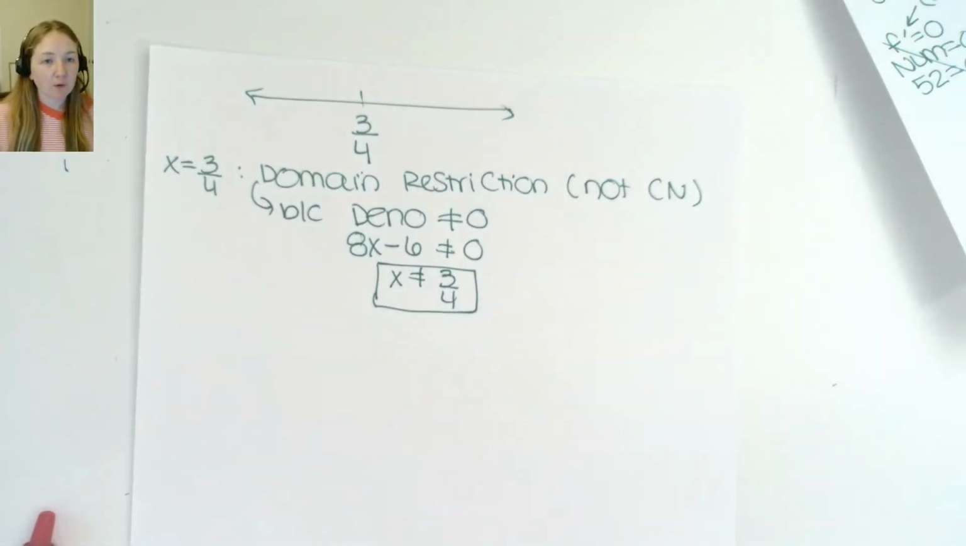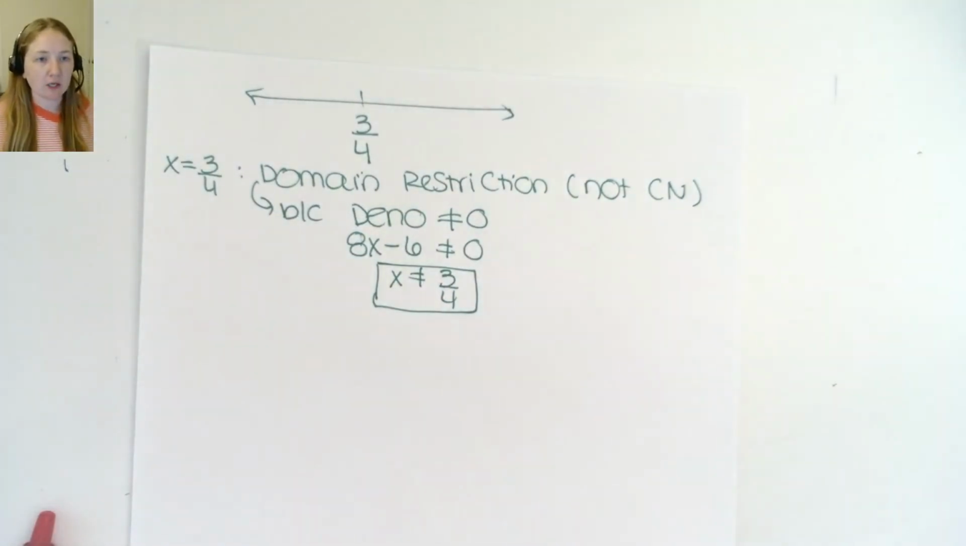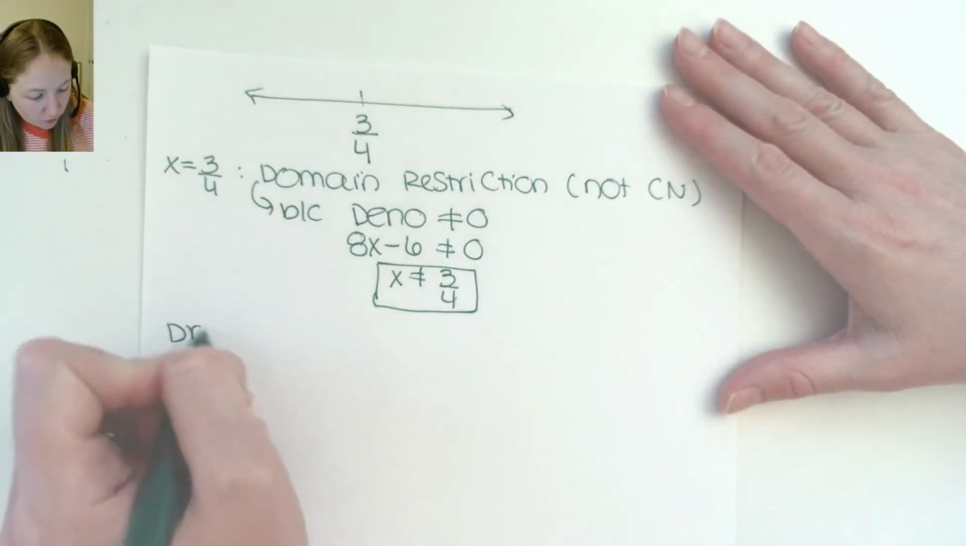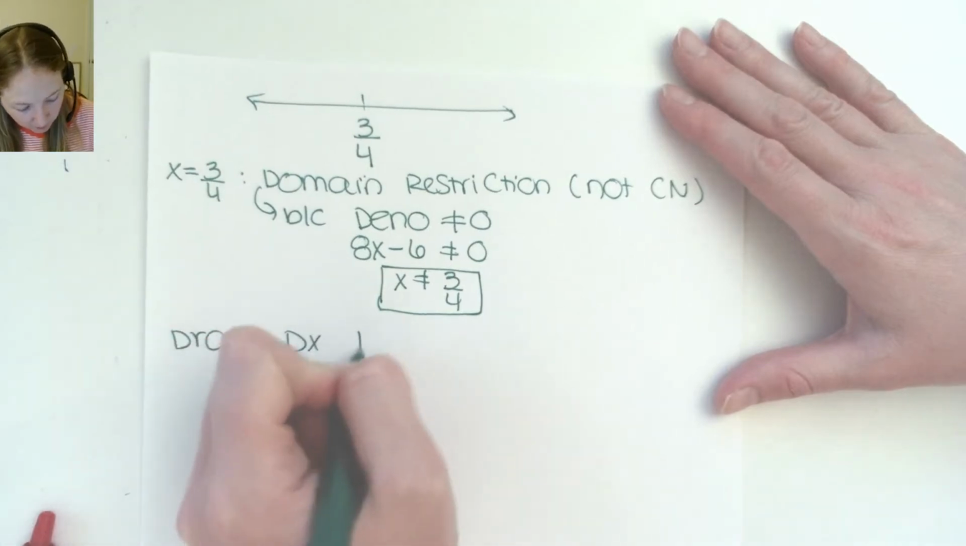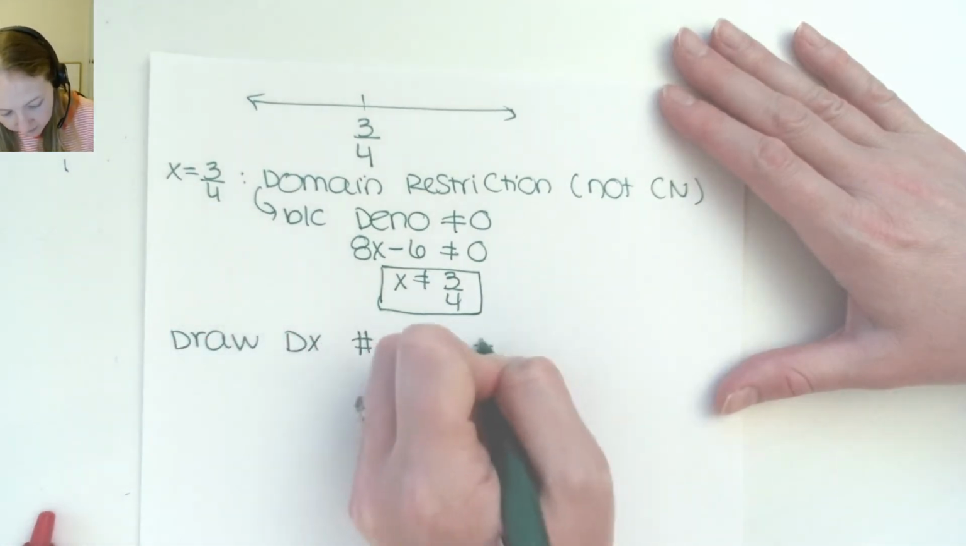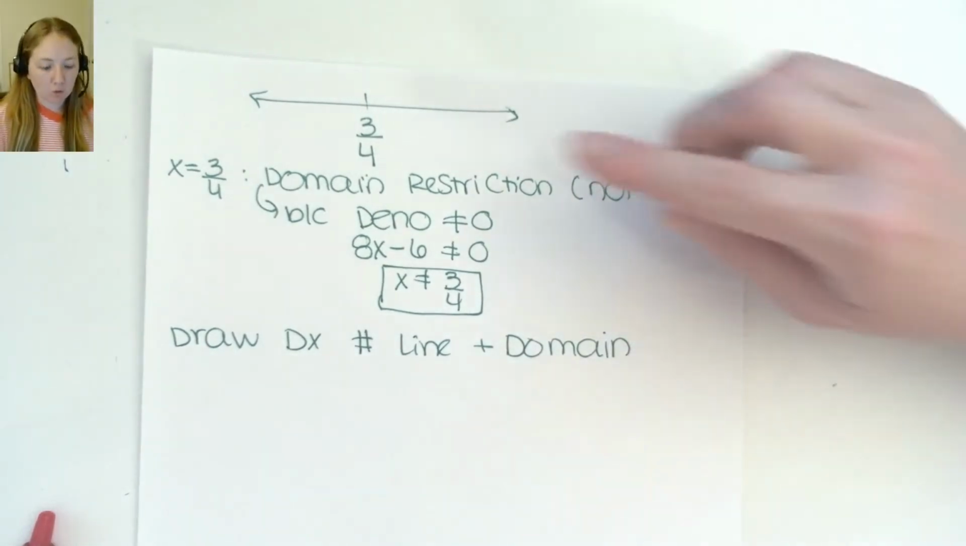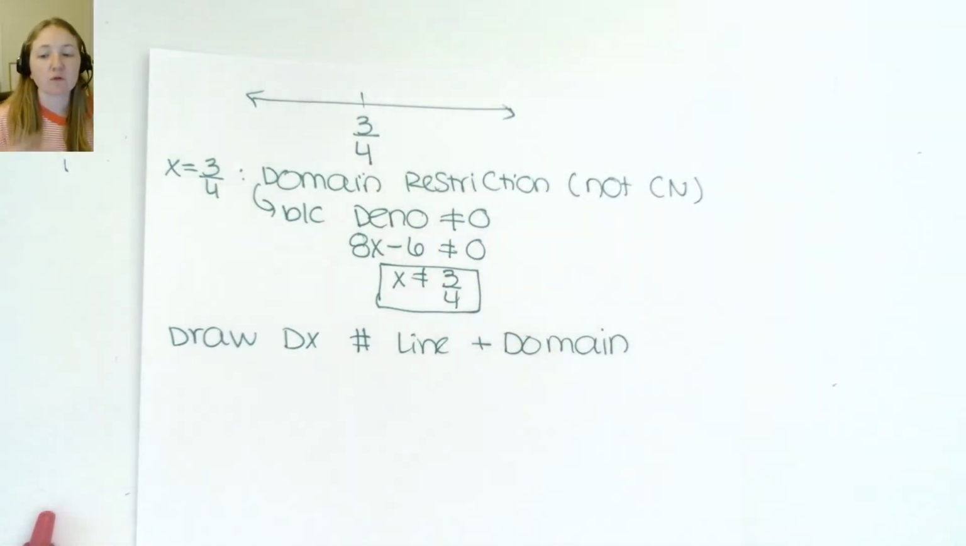So you'll remember that when we were drawing our number lines, we always said you want to draw your number line with the domain. So when I'm drawing the derivative number line, I want to think about what that domain is going to look like. And so when I'm plugging in the 3/4, that is the 3/4 coming from the domain restriction rather than coming from the critical number. It's not really a critical number. It's really where the denominator is not equal to 0. But either way, you're going to put 3/4 down on the number line.